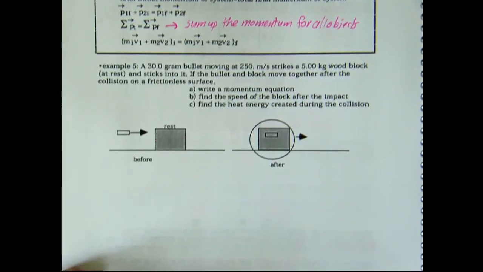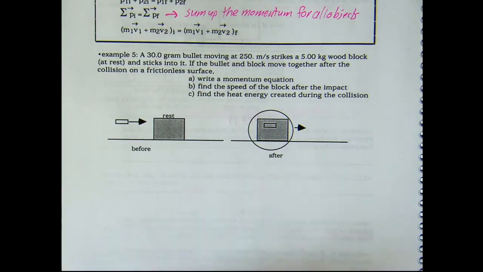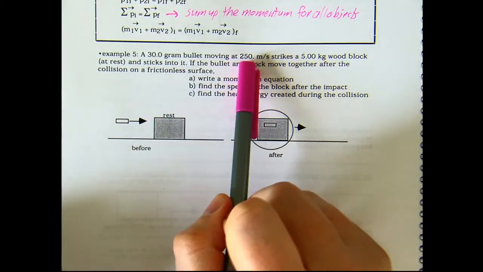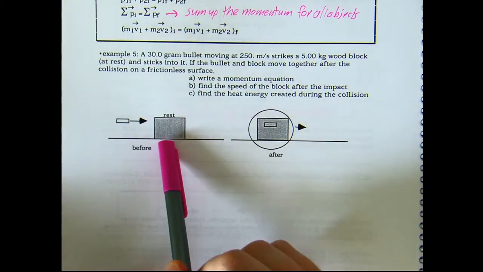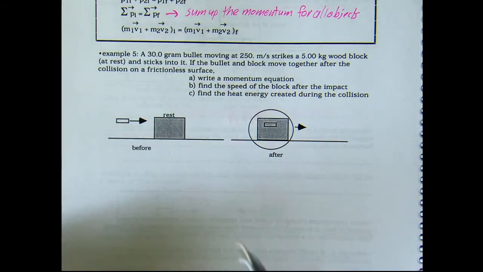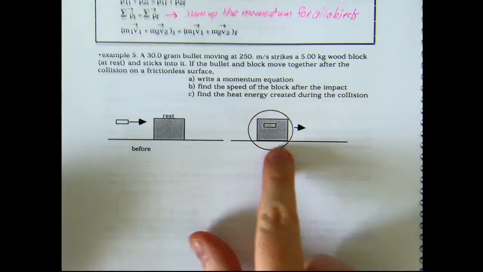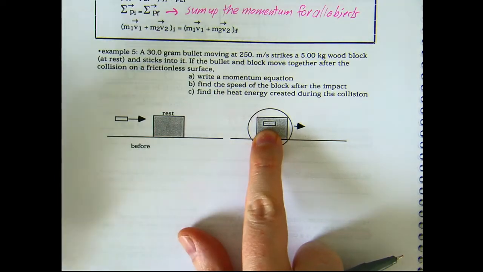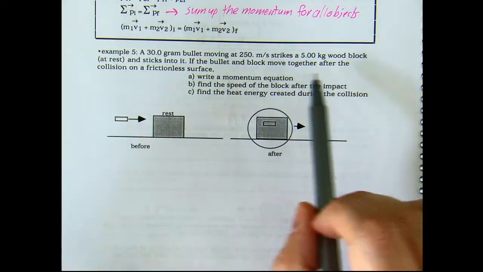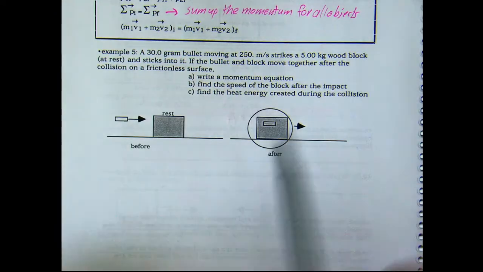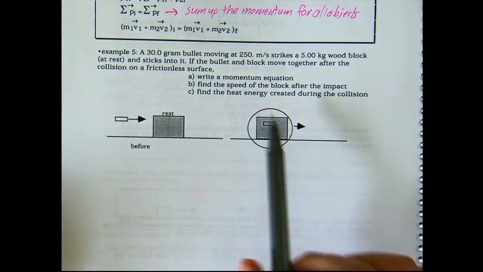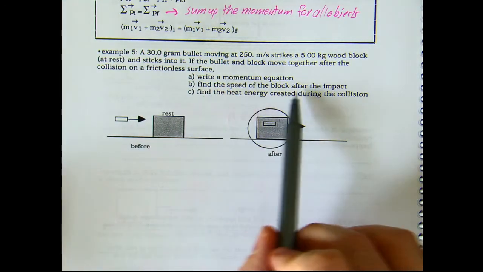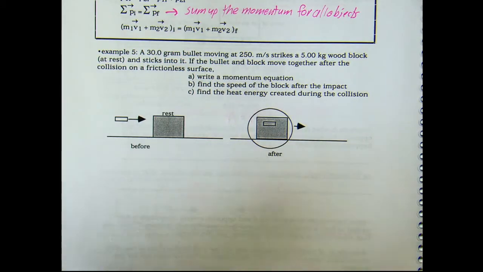So let's look at an example here. I've got a 30-gram bullet traveling at 250 meters per second, hitting a 5-kilogram wood block. We're told that the 5-kilogram wood block is at rest, and the bullet embeds itself within the block. The bullet and the block move together after the collision on a frictionless surface, so maybe this is ice. We want to figure out the speed of the block after the impact, and the heat energy created during the collision.